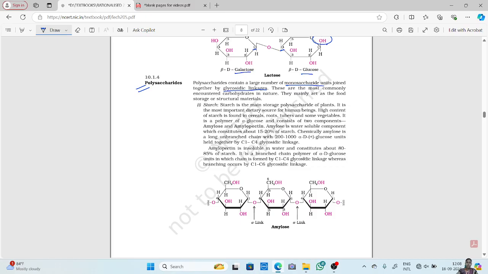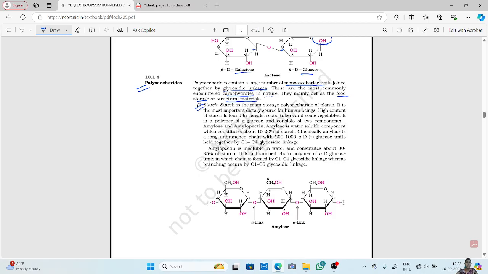Now these are the most commonly encountered carbohydrates in nature. They mainly act as food storage or structural materials. Now what is their purpose? They mainly act as food storage or as structural materials.